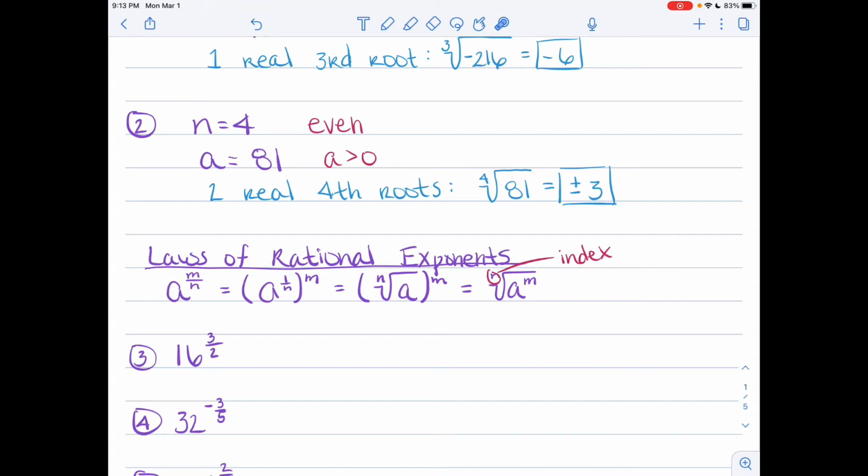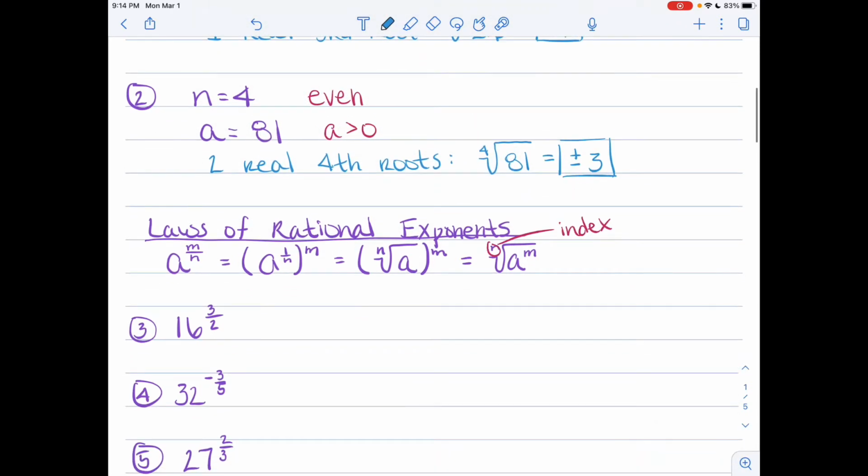So in examples 3 through 5, we want to change from our rational exponent form to radical form, but then we also want to evaluate this and see if we can just get rid of exponents and radicals and all of that all together. So here's our example number 3. We have 16 raised to the 3 over 2 power.